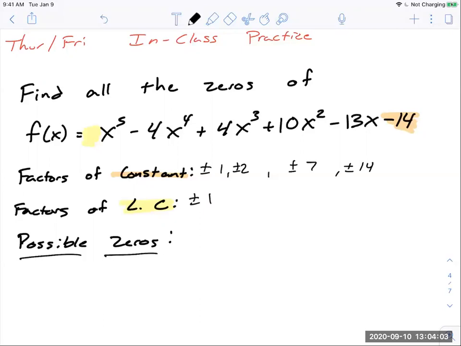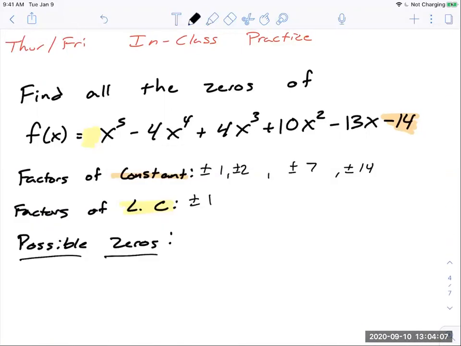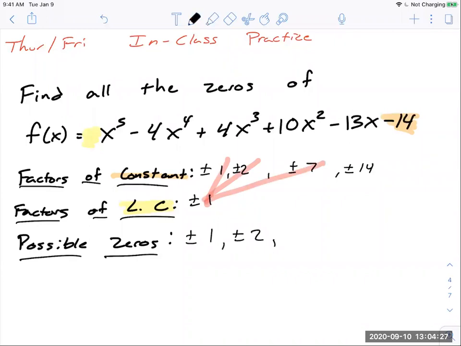Now, possible zeros are all of these numbers divided by all of these numbers. So I'm going to show you with highlighting what I'm doing. 1 divided by 1 is 1. 2 divided by 1 is 2. 7 divided by 1 is 7. And 14 divided by 1 is 14. So how many possible zeros do I have? 8. Good. I have 1, 2, 7, and 14. All of those are positive and negative. So I have 8 possibilities.